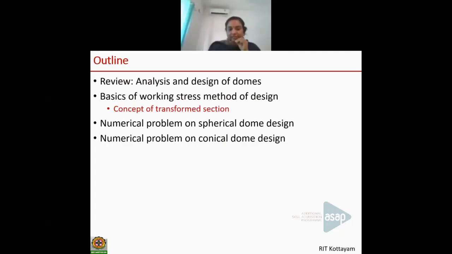So this is the outline of today's agenda. I'll review what we discussed in the last class, and then the basics of the working stress method of design, because you have not studied it. In this module, we use the working stress method to design the domes and circular slab. I'll not go into detail about flexural member design or singly reinforced design, but what is required for the dome design is the concept of transformed section, which I'll cover today, and also a discussion on the numerical problem on spherical dome, followed by, if time permits, the conical dome design as well.